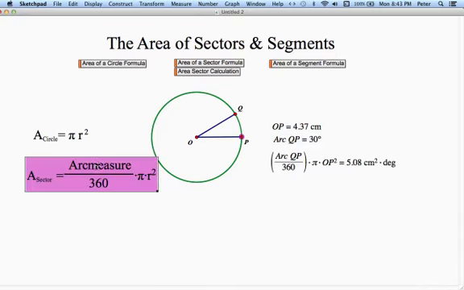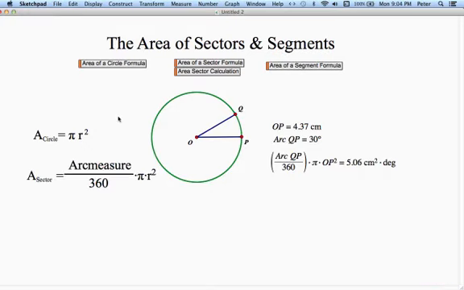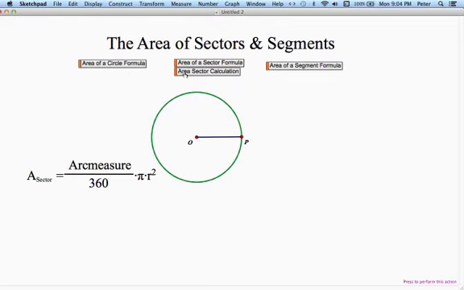So this is another formula that you'll want to make sure you have in your notes, so please pause the video and make sure it's there. What is going to come up a lot in this section is going to be the area of what's called a segment. So let's take a look at what a segment is.